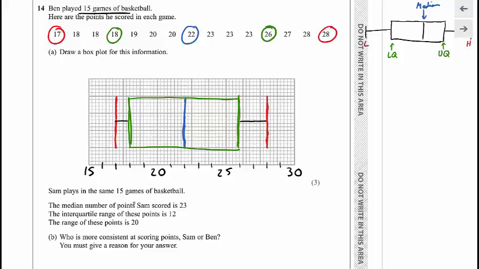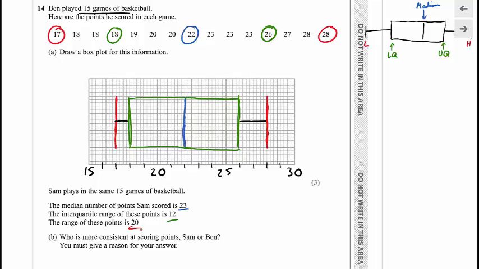Hello, so we're then told that Sam plays in the same 15 games of basketball. So either he's on the same team as Ben or he's Ben's opponent or whatever. He just plays in the same game. We're told that the median number of points Sam scored is 23. The interquartile range for Sam is 12 and the range is 20.